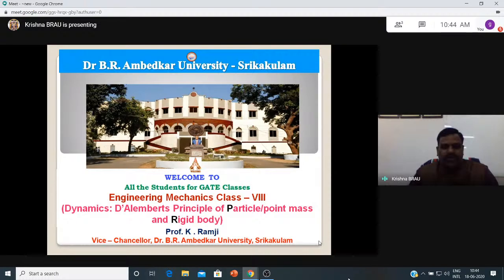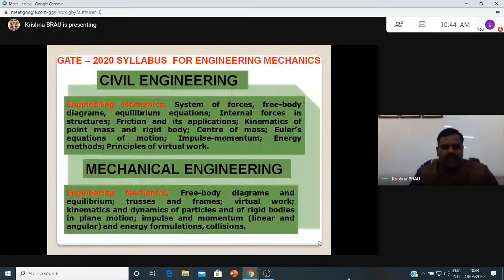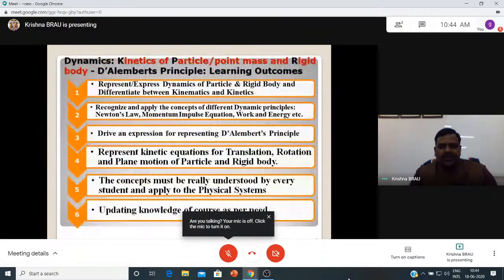And today we are going to concentrate on D'Alembert's principle of a particle or a point mass or a rigid body. Again, brush up your knowledge with what we have done yesterday. Here are the learning outcomes. You have to represent and express dynamics of a particle and rigid body, and differentiate between kinematics and kinetics.